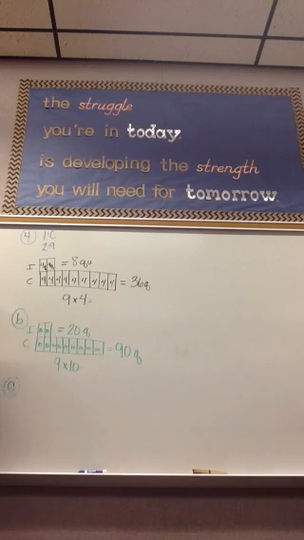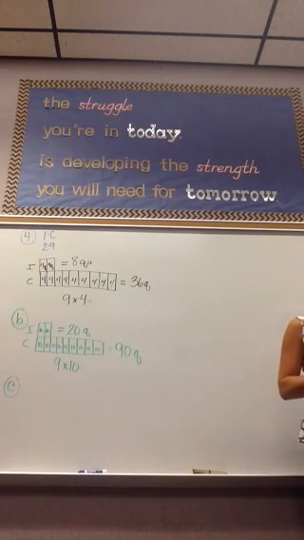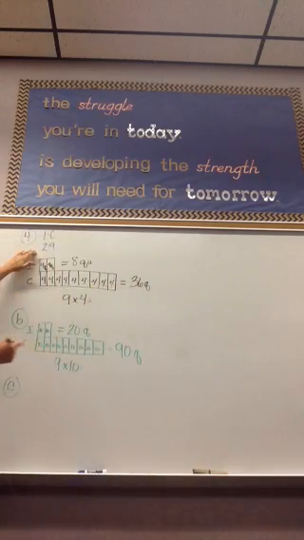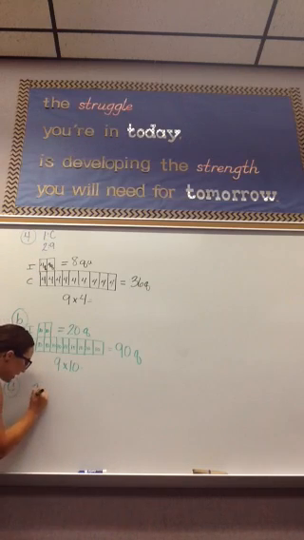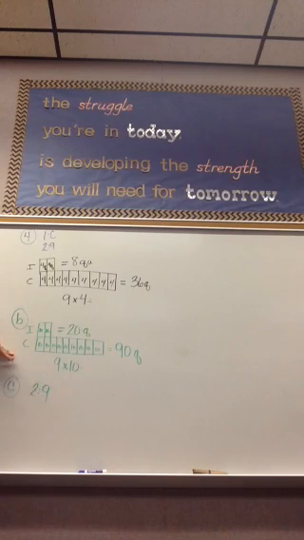Okay? For C, they want to know one more thing: what ratios can we say are equivalent to 2 to 9? So they gave us the ratio of her incorrect to correct with 2 to 9. Based on these tape diagrams, we were able to come up with 2 more ratios that are equivalent to 2 to 9. What are they?